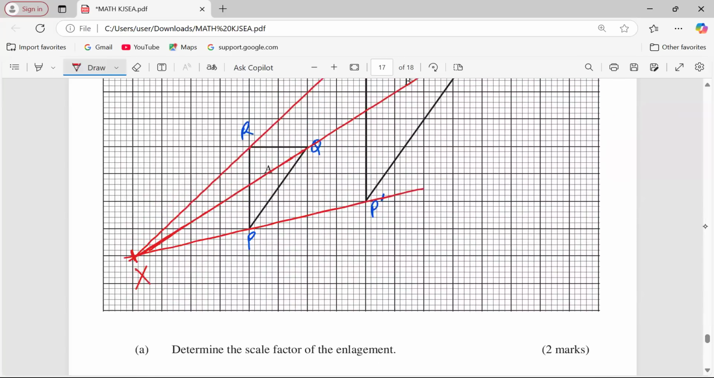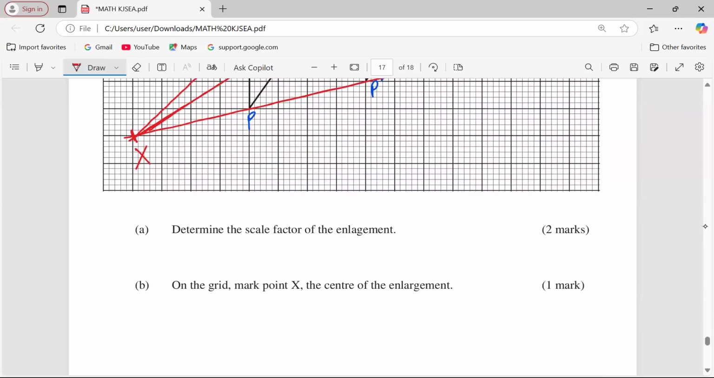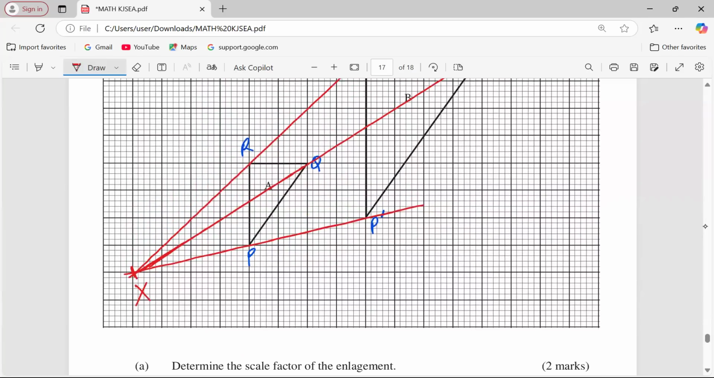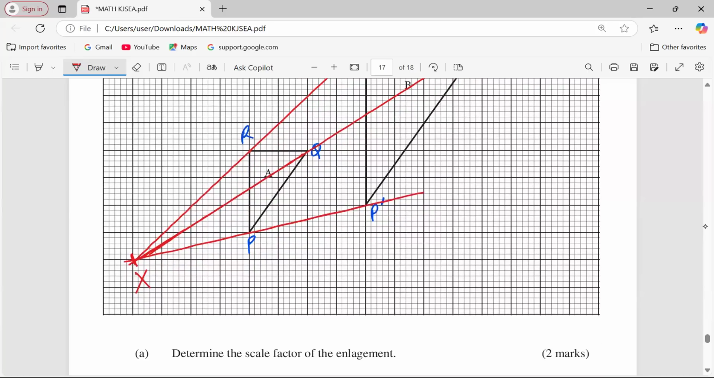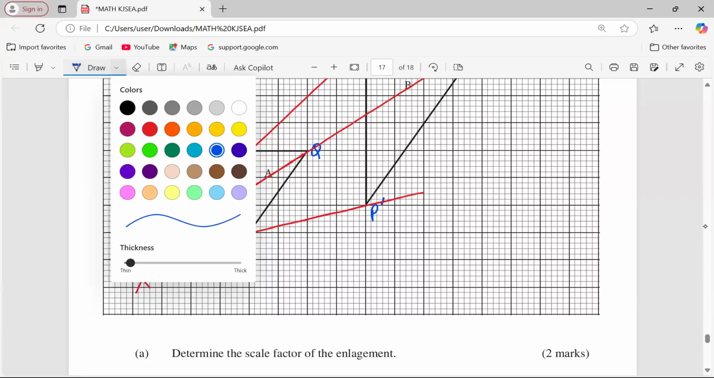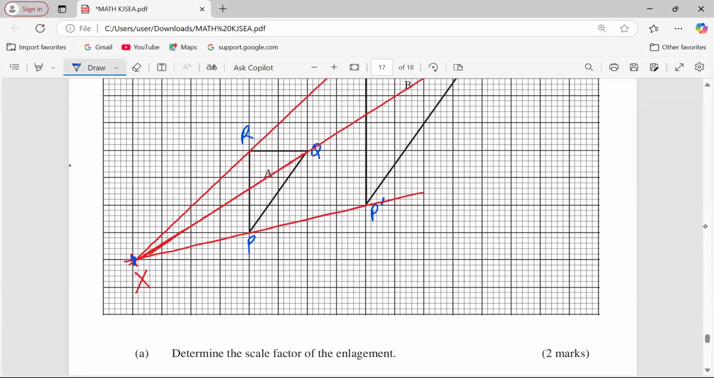Now for us to identify the scale factor of the enlargement, ours is to check from X to P, and again from X to where P prime is. What is the relationship? Look at it in this manner. From the center to P, there is a distance. And from the center to P prime, there is another distance, and you see the distance is like twice the other one. So when we take center X to P prime, and divide by X to P, we are getting a ratio of 2.